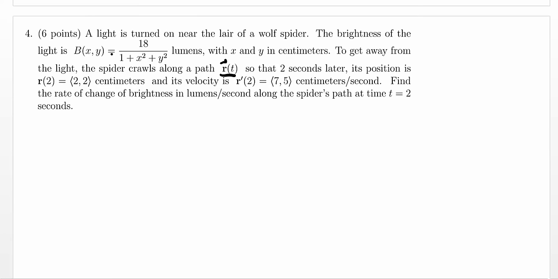There's a lot going on in this problem. Let's break it down a little bit. B is in lumens. And the problem is asking us to find the rate of change of brightness in lumens per second. So that gives us a key that we should be finding lumens per second, dB/dt. Now, if you look at your b of x, y function, it has no t's in it.